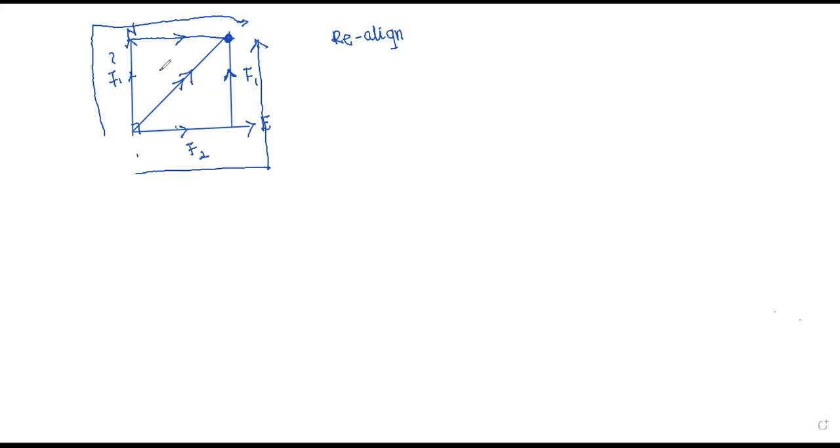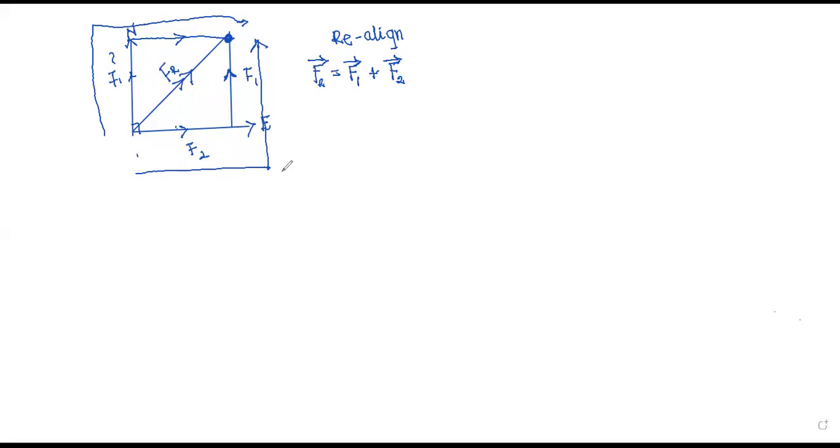This is F resultant. So from the triangle law of vector addition, we can see that FR is equal to the vector F1 plus the vector F2.